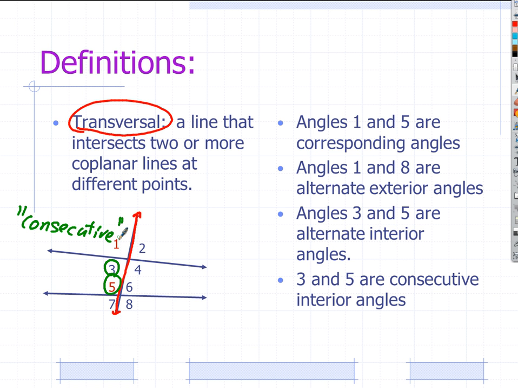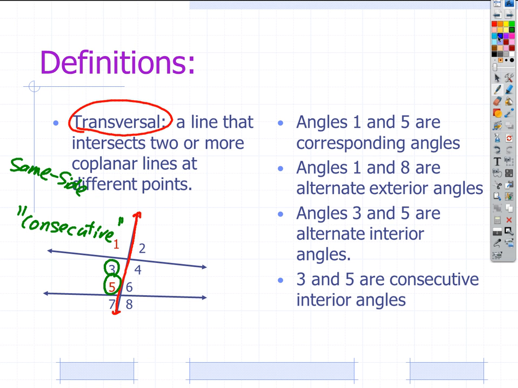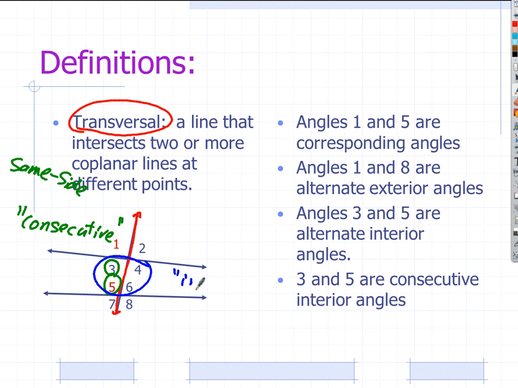Okay, those are consecutive angles because they're on the same side. We also categorize the angles based on whether they are between the 2 lines or outside the 2 lines. In this case, because those 2 angles are in between, in this region in here, which we call the interior, we would call those consecutive interior angles, meaning that pair of angles are on the same side of the transversal and they're sandwiched between the 2 lines.